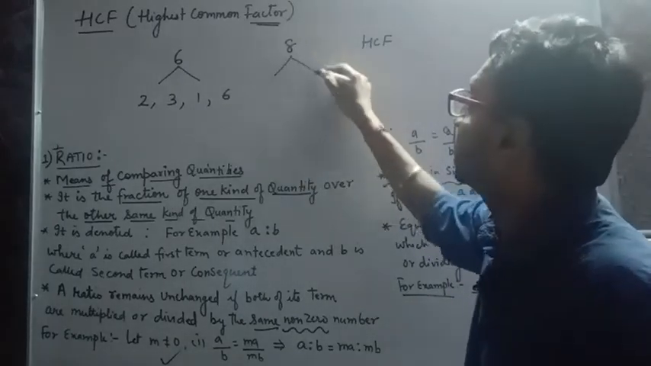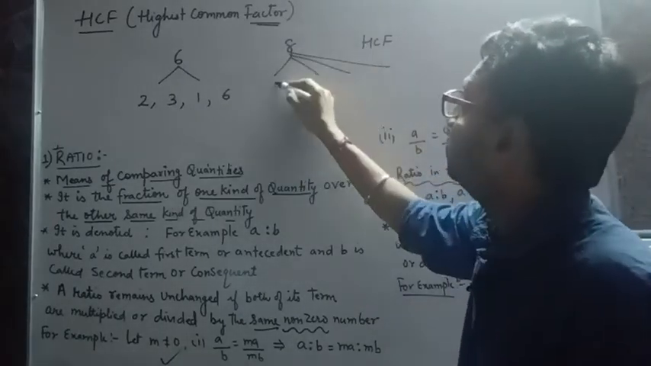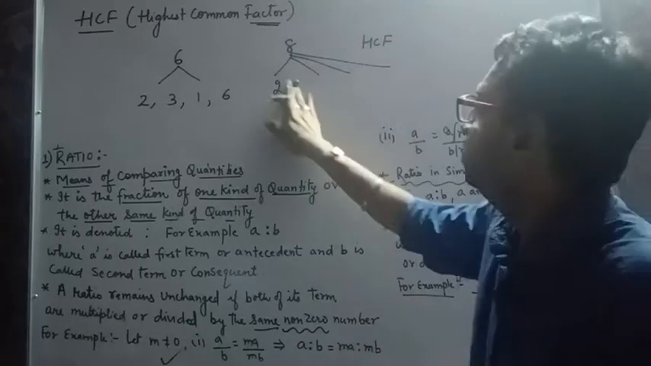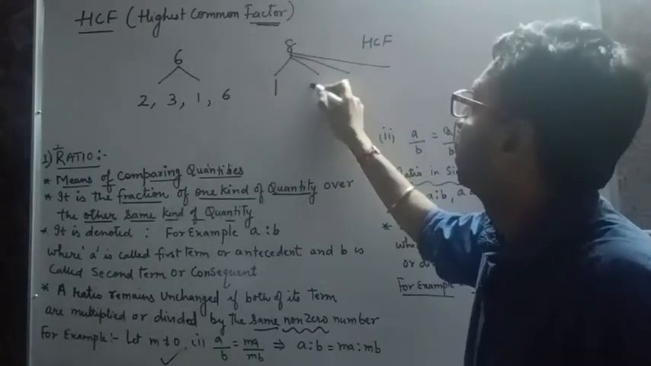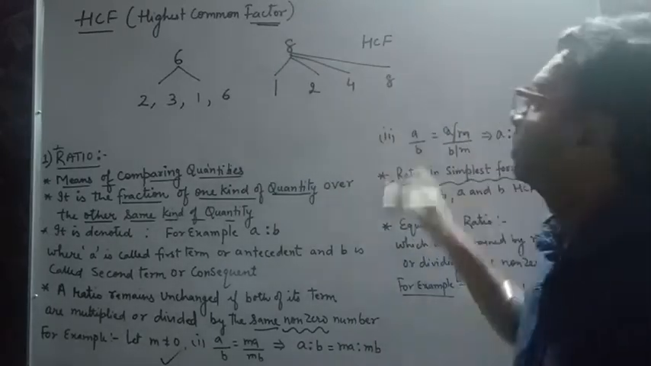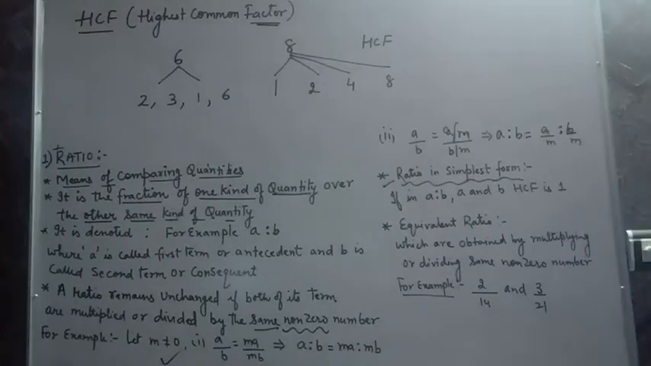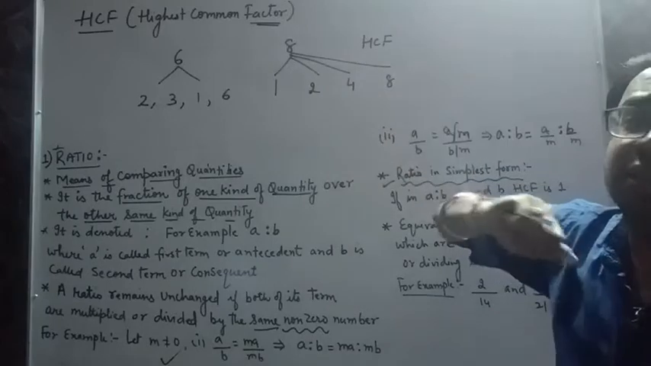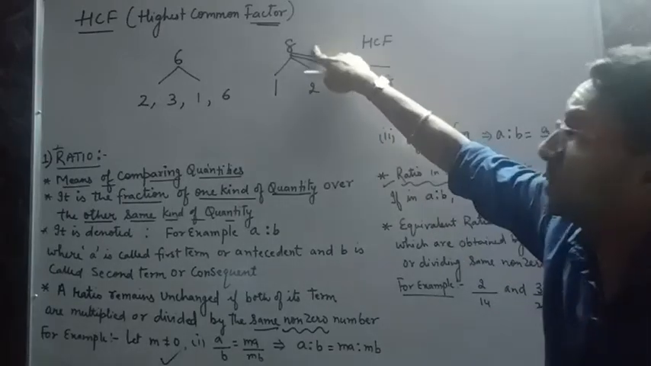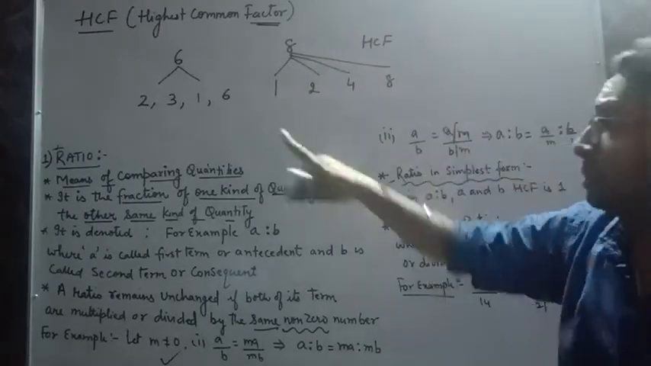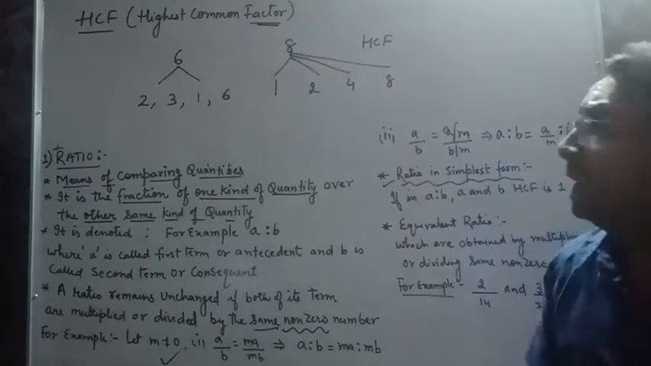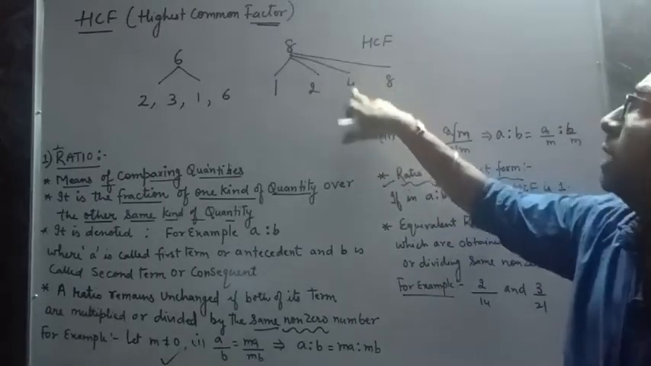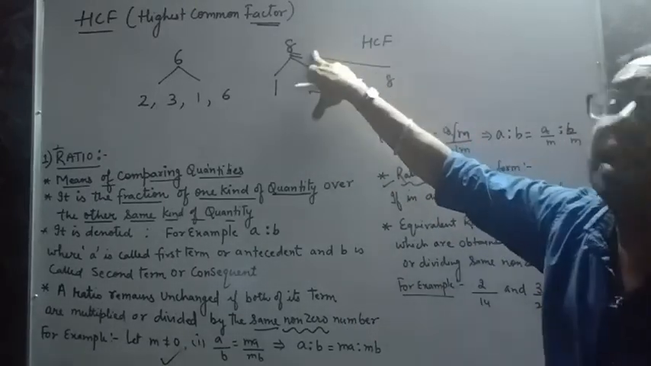Now understand 8. If I divide it, 1, 2, 4, 8. These are the factors of 8. Because 2 fours are 8, 1 eight is 8. So we are getting the factors. Factors means 8 can be divided by what numbers? It can be divided by 1, it can be divided by 2, it can be divided by 4, it can be divided by 8 itself.